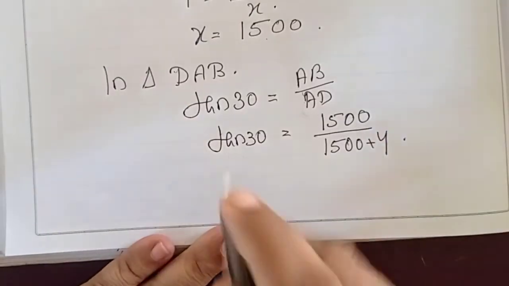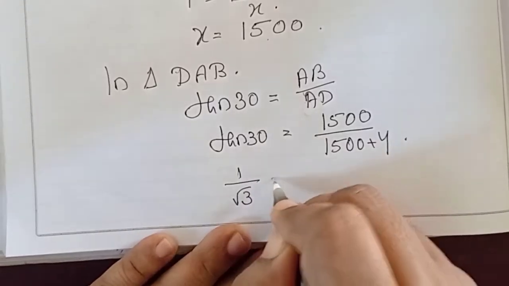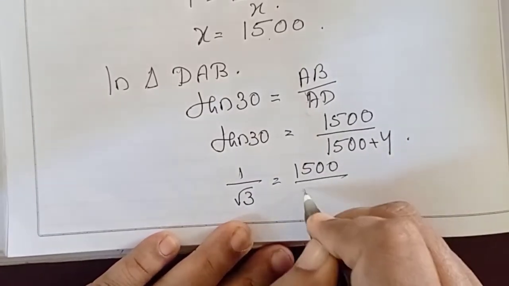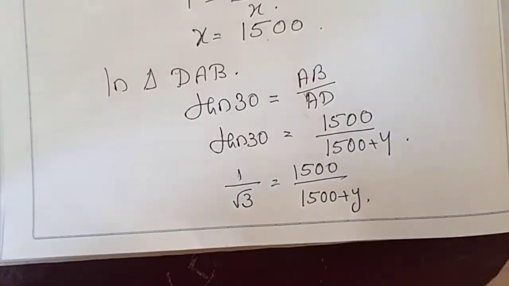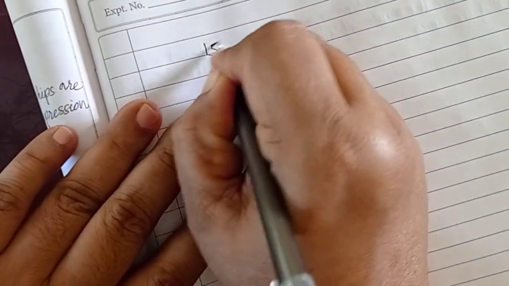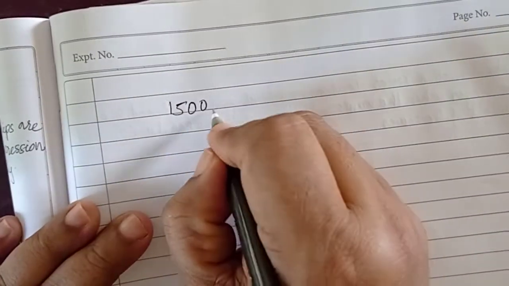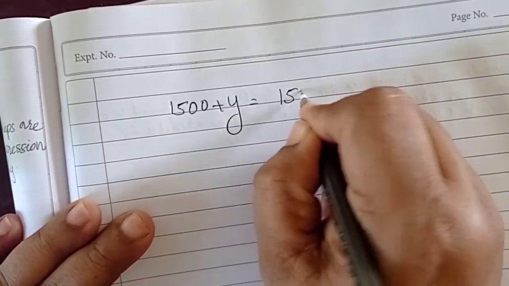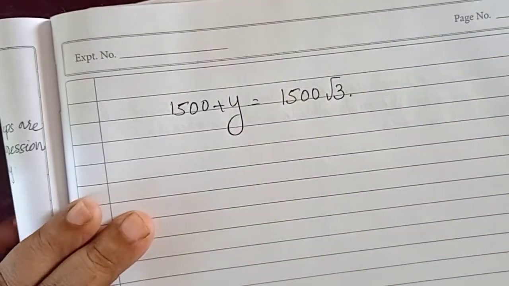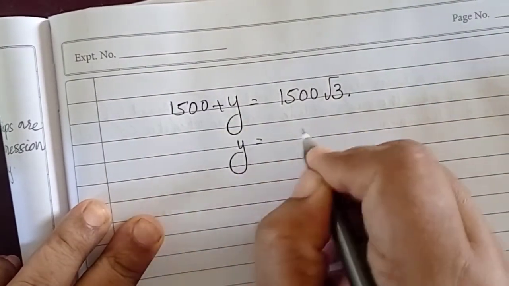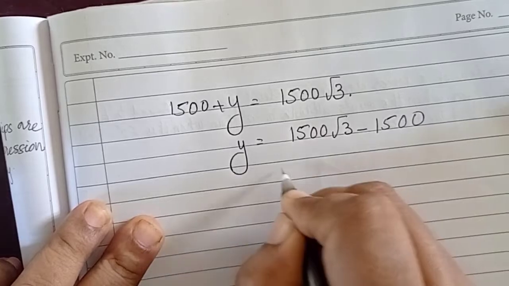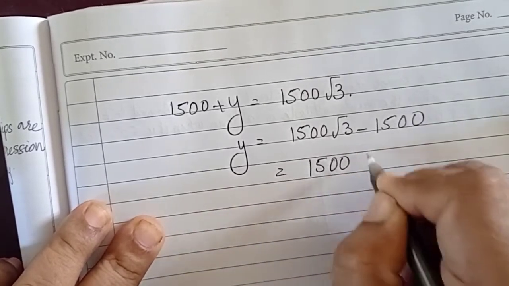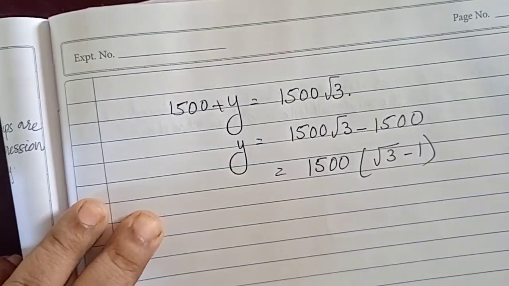Okay, now what is tan 30? 1 by root 3 equal to 1500 by 1500 plus y. When you cross multiply, say the result. 1500 plus y is equal to 1500 root 3. All of you agree? Therefore, y is equal to 1500 root 3 minus 1500. You can take 1500 outside, root 3 minus 1.